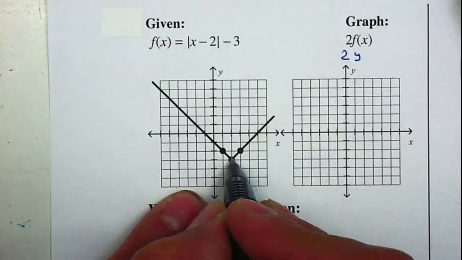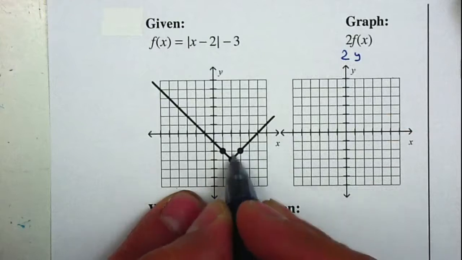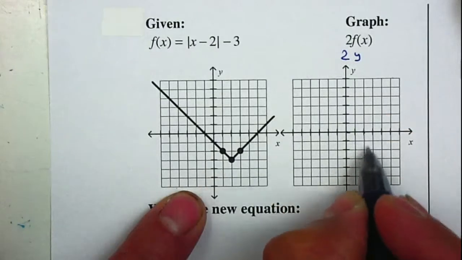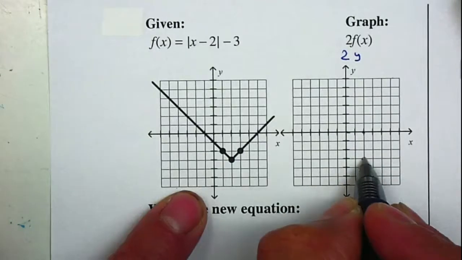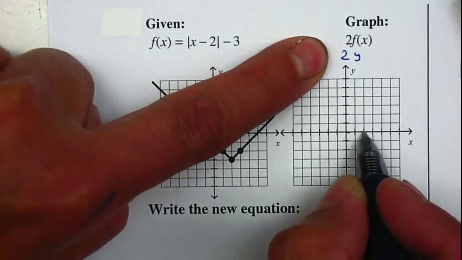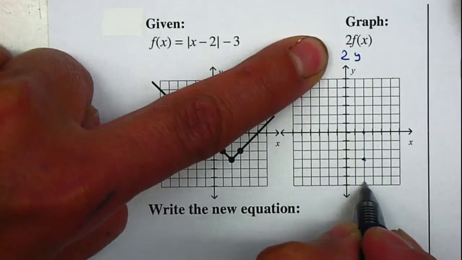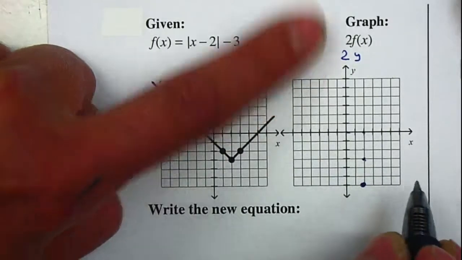So I'm going to grab my vertex first. My vertex is (2, -3). I'm going to multiply my y value. So instead of being -3, multiplied by 2 will give me -6. So (2, -6). And you can do that with each point.